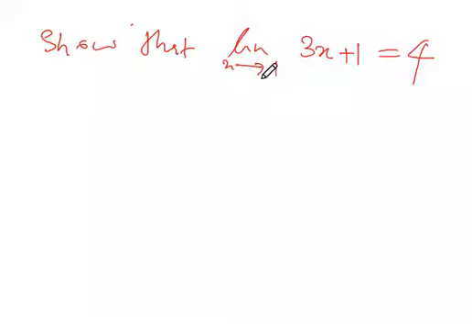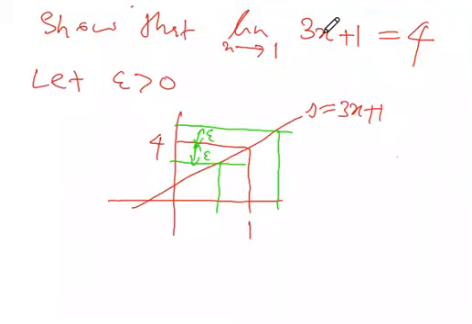In this video, we are going to discuss this limit. We are going to use the Epsilon-Delta definition to show this limit exists. We want to show that the limit of this function as x tends to 1, from the left and right side, the functional value approaches 4.